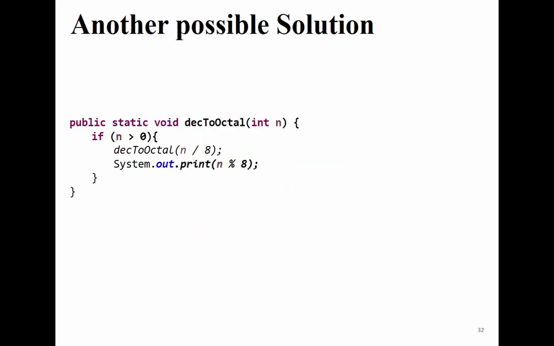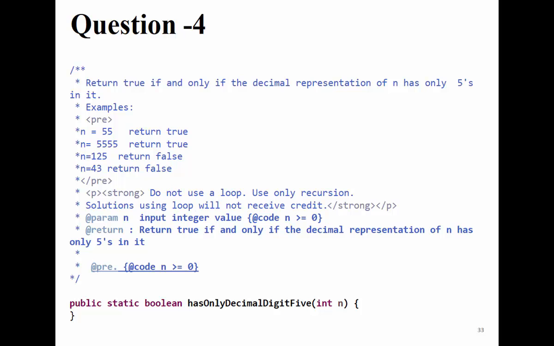This is also another implementation. I will leave this for you to discuss, to take this implementation and put it inside Java and really play with it and see how it will give you the correct answer, due to the time constraint. Okay, this is a question we ask the students to have only the decimal digit of 5.